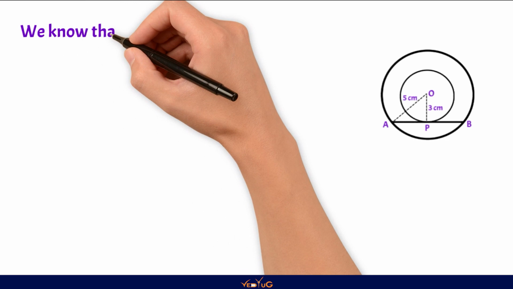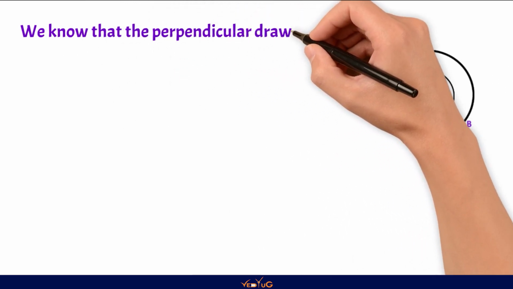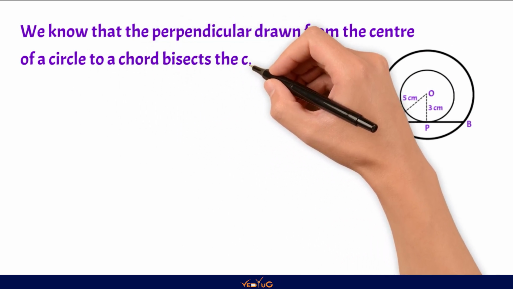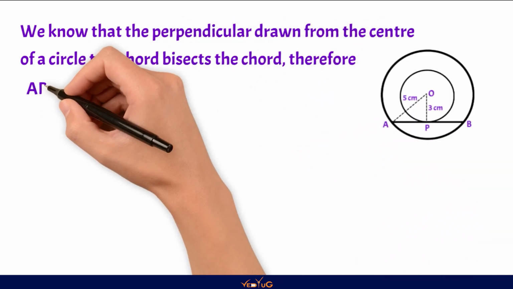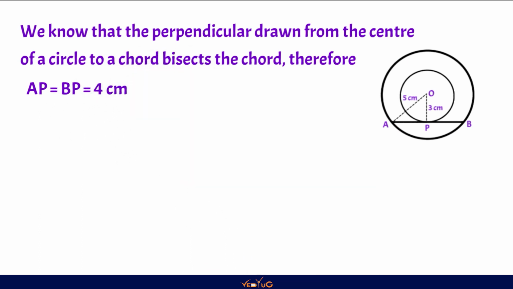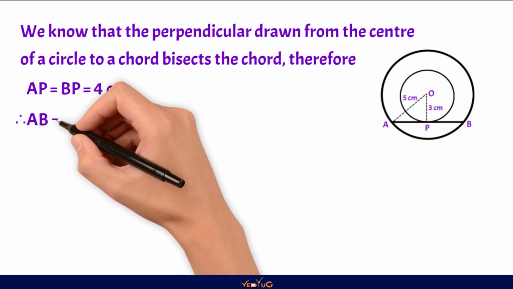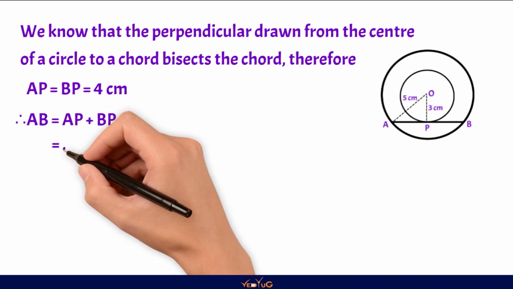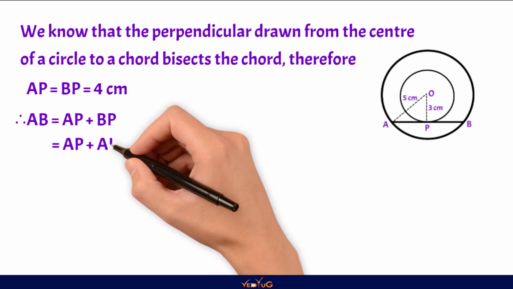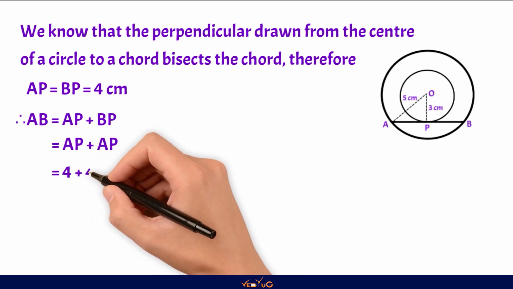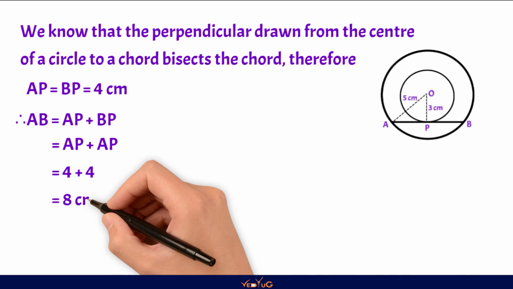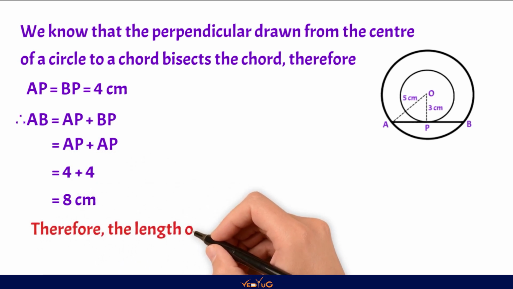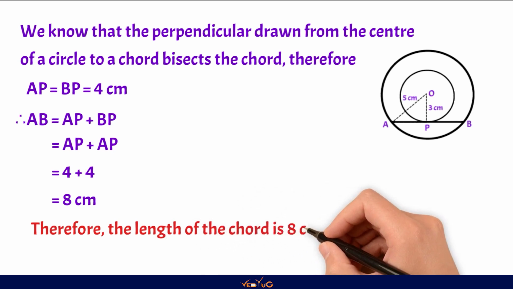Now, as we know that the perpendicular drawn from the center of a circle to a chord bisects the chord, therefore AP is equal to BP is equal to 4 cm. Therefore, AB is equal to AP plus BP, and the value of AP is 4 cm. So, it gives us the length of chord AB as 8 cm. Therefore, the length of the chord AB is equal to 8 cm, which is our answer.